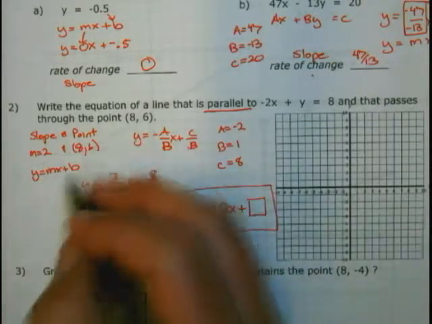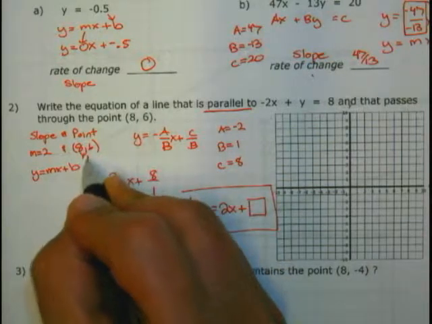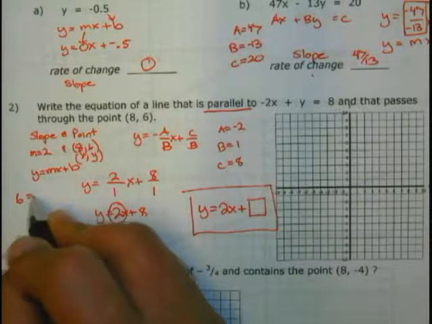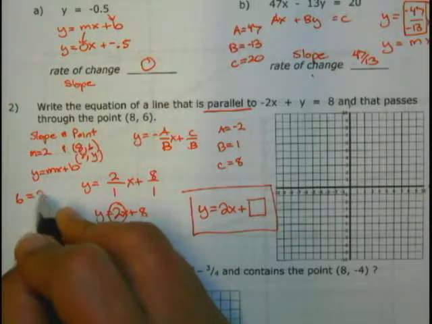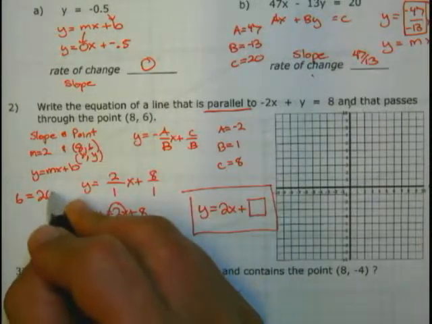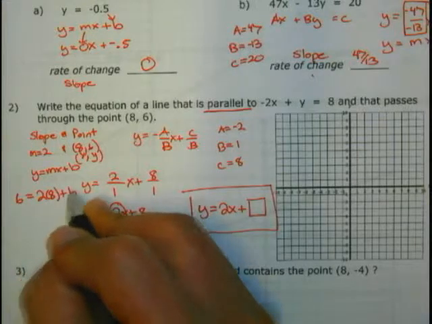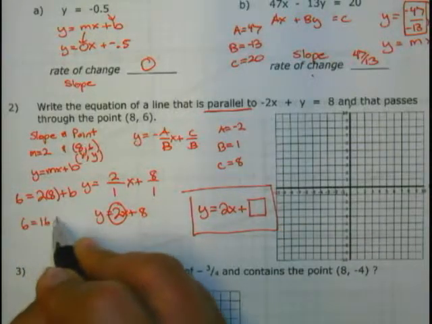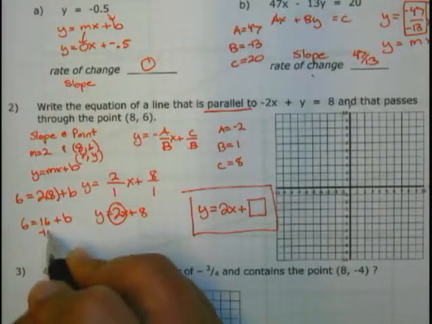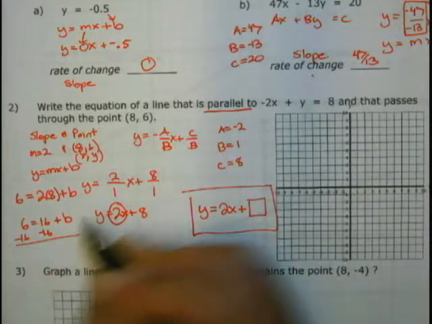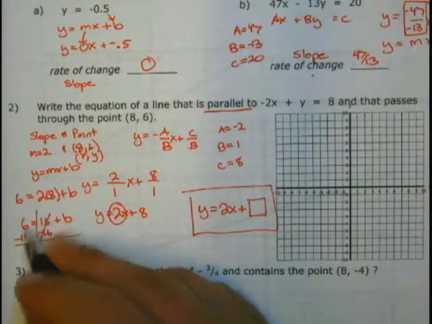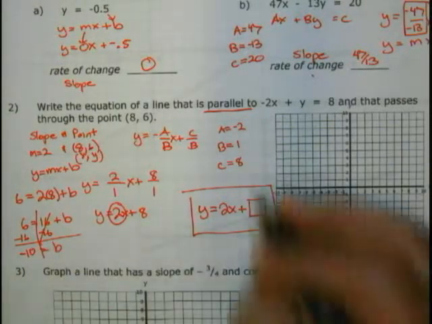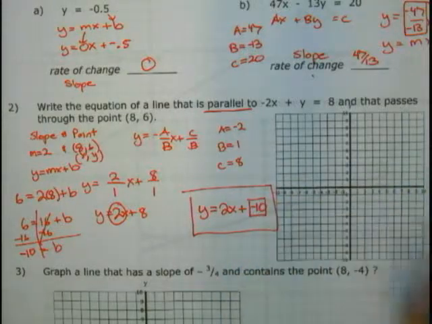Now let me put in the points I do know. This is x and this is y. These are going to go in here. 6 = 2 times 8 plus b. I need to solve for b. So from here I have 6 = 16 + b. Subtract 16, subtract 16. This cancels. This produces negative 10 = b. So put negative 10 in here.